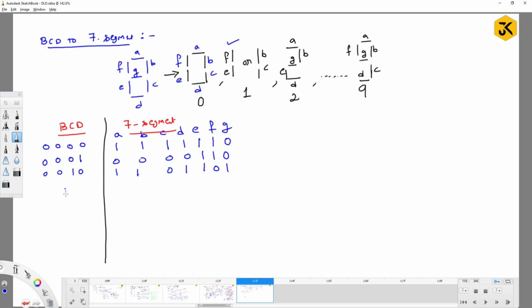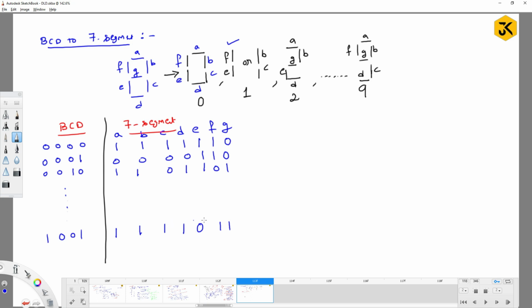So like this, you can take all the numbers, up to 1001, which is the last valid BCD number. So to get the number 9, what are you going to do? A, B, C, D, and then you have to consider G and F. E should be 0.